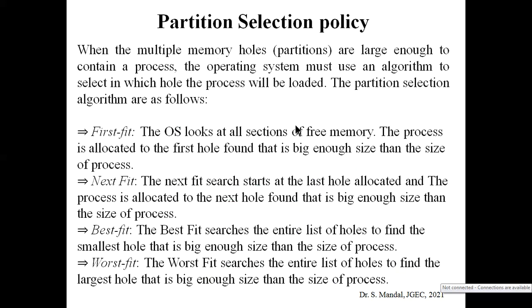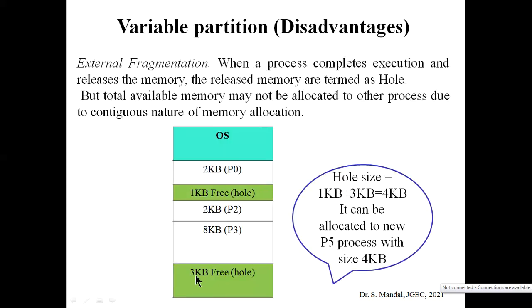Now coming to the next part, partition selection policy. When multiple memory holes are large enough to contain a process, the operating system must use an algorithm to select in which hole the process will be loaded. Suppose we have two holes, 1 kilobyte and 3 kilobyte, and another process whose size is 2 kilobyte. How will that process be allocated?